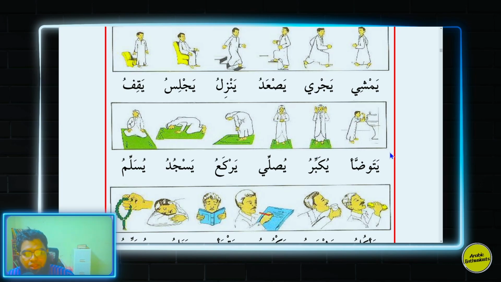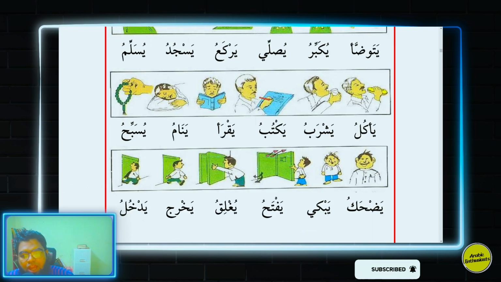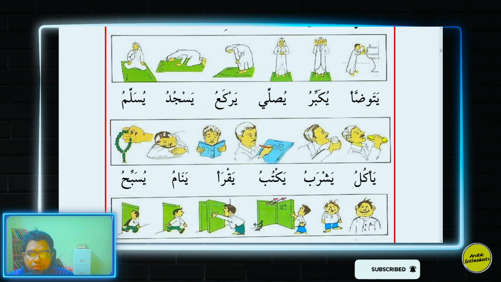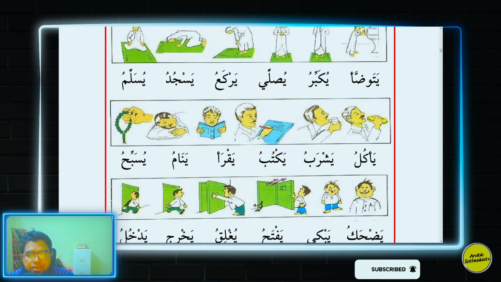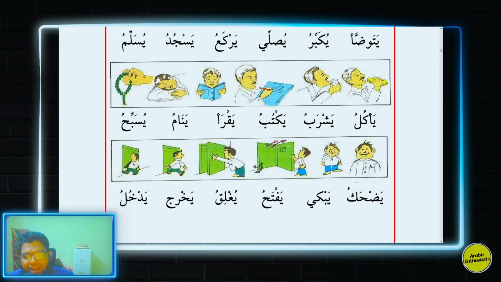So this will be yatawadda'u, he does wudu. Yukabbiru, he does takbir. Yusalli, he prays. Yadhka'u, he bows. Yasjudu, he prostrates. He does sajda. Yusallimu, he says salam. Then we have ya'kulu, he eats. A lot of them. 1, 2, 3, 6, 24 verbs. Ya'kulu, he eats. Don't worry, he'll repeat later on.